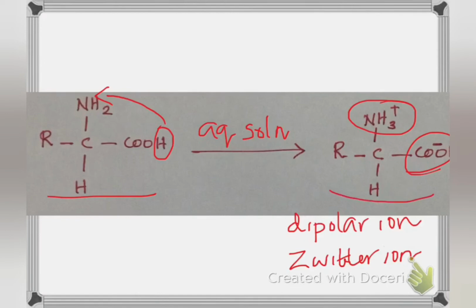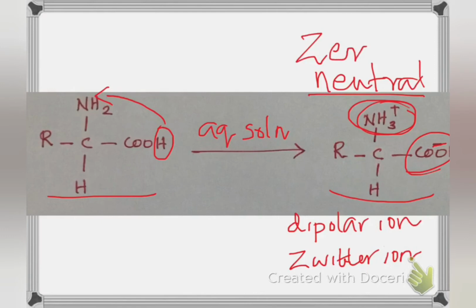In this molecule you can see both positive and negative charge in the same molecule, so it is also known as a neutral molecule. Since it is a neutral molecule, its charge is 0. The net charge is 0 because it contains both positive and negative charge. So the total charge becomes 0.